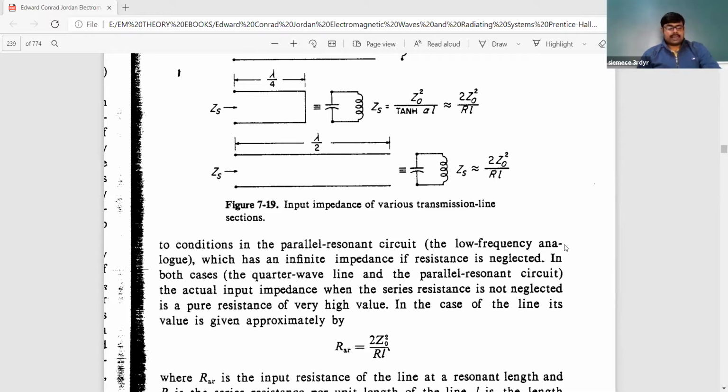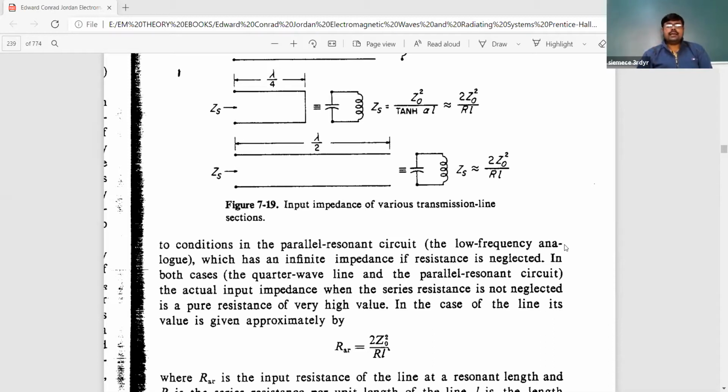So in both cases, the quarter wave line and the parallel resonant circuit, we'll discuss the different conditions of the parallel resonant circuit. I will discuss the different figures that we are getting in this case. The actual input impedance when the series resistance is not neglected is a pure resistance of very high value.